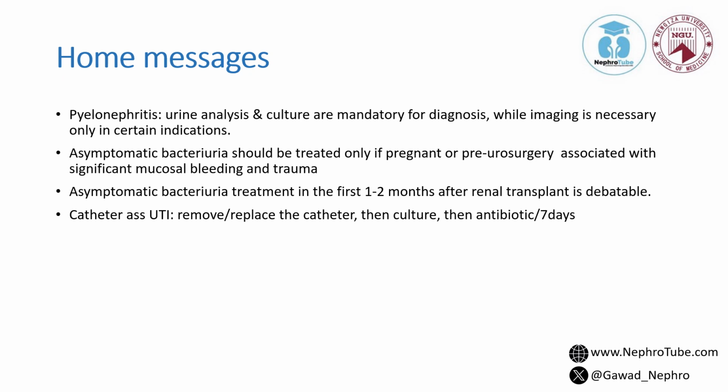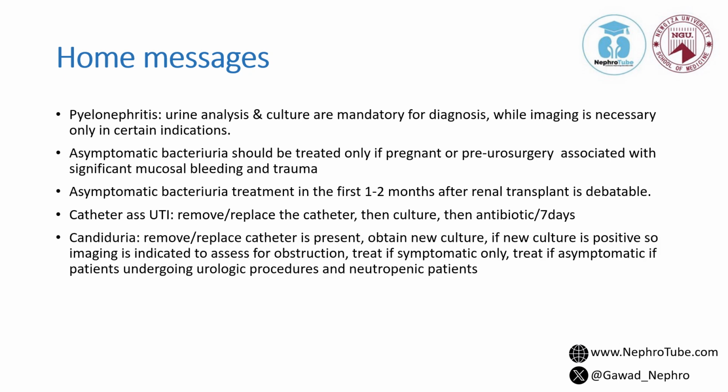Catheter-associated UTI: you have to remove or replace the catheter, then do a culture, then give antibiotics for 7 days. Candiduria: if the patient is on a catheter, remove or replace the catheter. Then, whether the patient was on a catheter or not, obtain a new culture. If the new culture is positive, imaging is indicated to assess obstruction. Treat if symptomatic only, but treat if asymptomatic in patients undergoing urological procedures and in neutropenic patients.